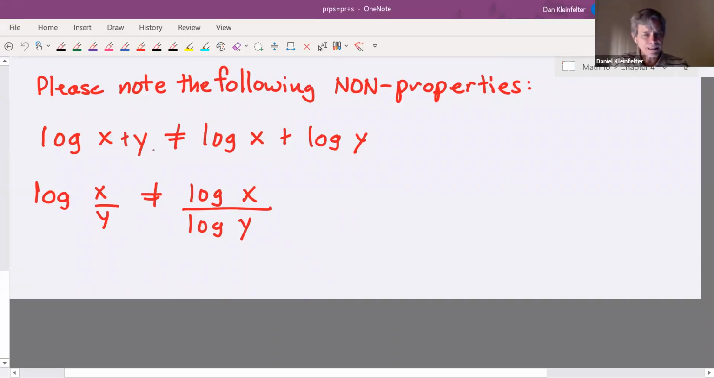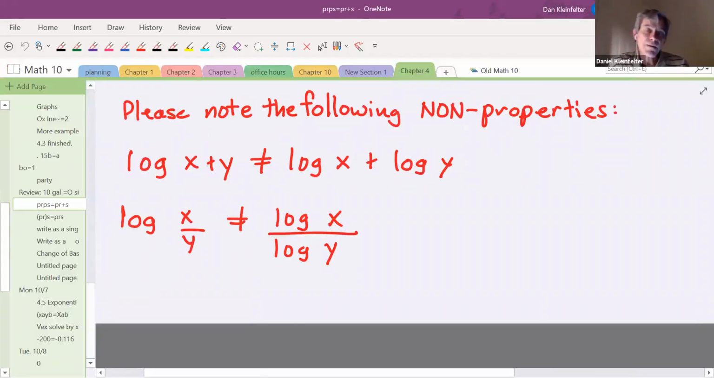People look at this and think they're distributing the log symbol, and it just doesn't work that way. It's not true. Similarly, if you have the log of a quotient, you can't just take the log of the top and the log of the bottom. Okay, those are also just not true. As you're just starting out, it might be a good idea to write down the properties that are true on a piece of paper and keep it next to you while you're doing your assignments, so that you don't assume things to be true that are not true.